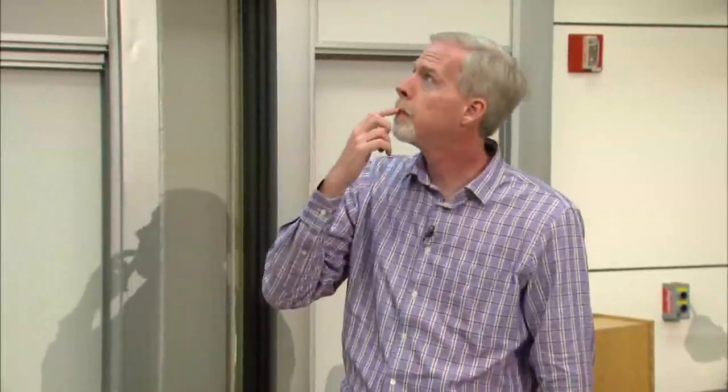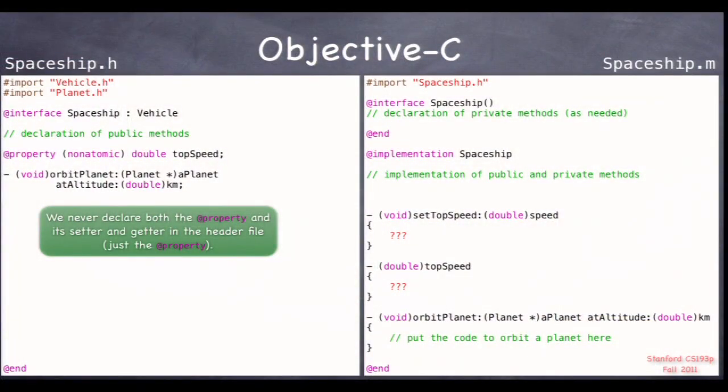Question? Just to clarify, can you still keep your getter and setter lines down below, or no? Great question, and the answer is no. Here I've taken away the setTopSpeed and the topSpeed because I don't need them. When I do that @property nonatomic double topSpeed, it essentially declares the setter and the getter. I could still call them like setters and getters.